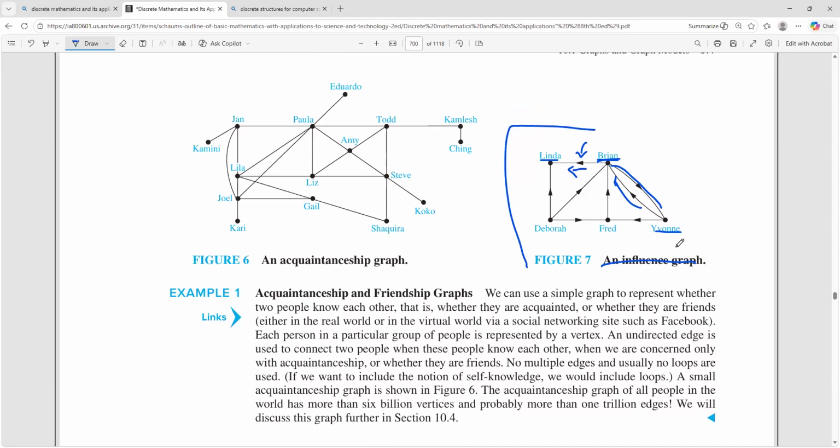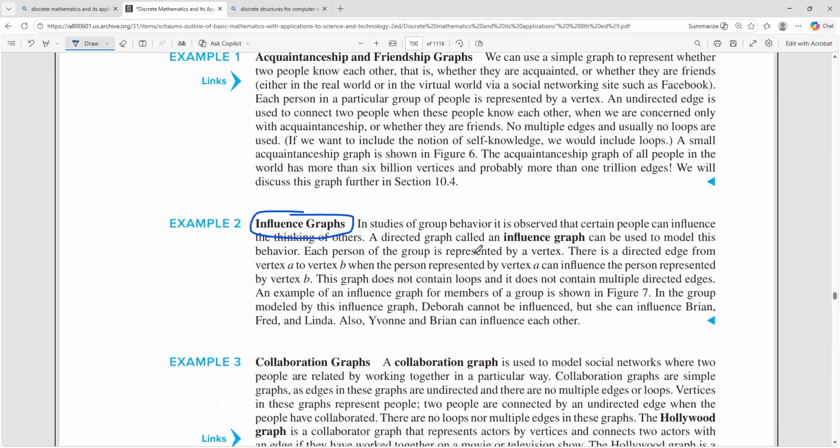Any questions about that topic? About friendship graphs, or directed multigraphs? No? Okay. So let's keep rolling.